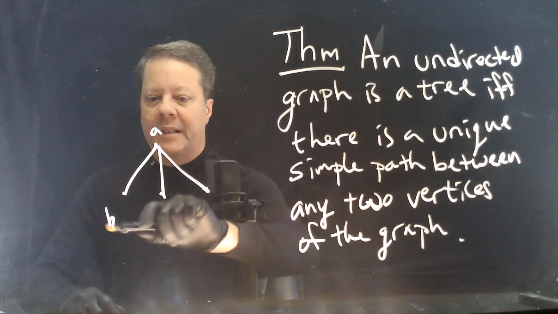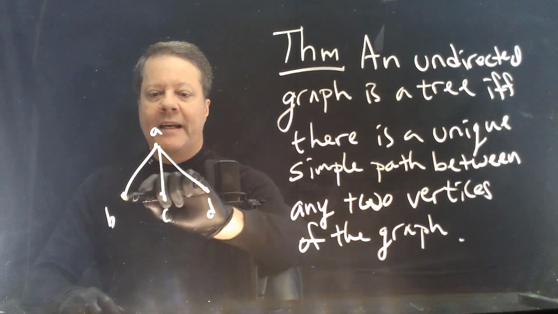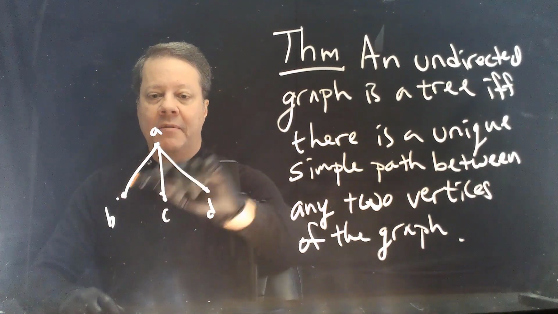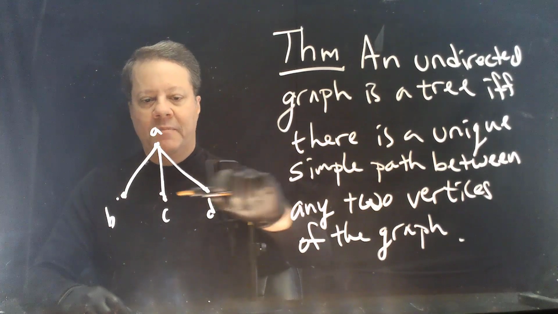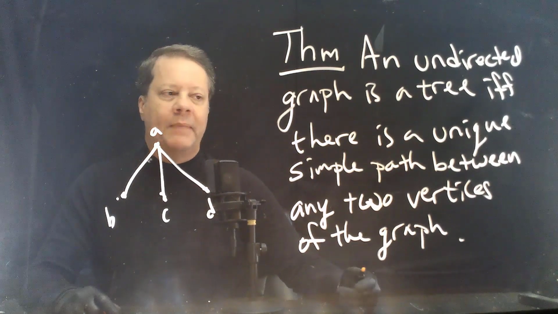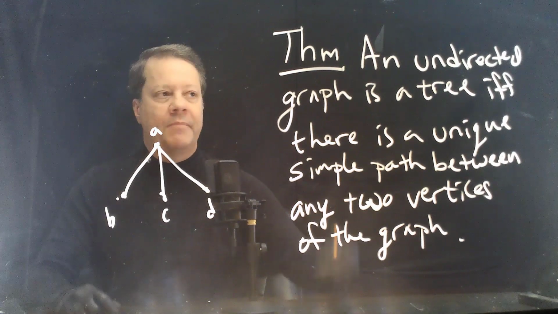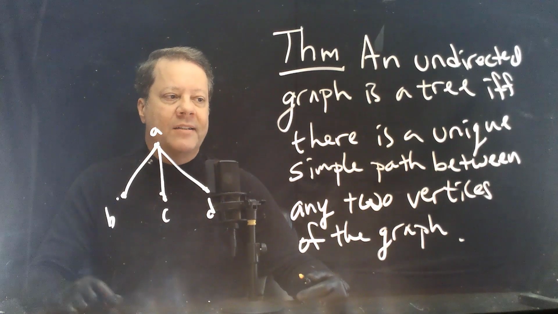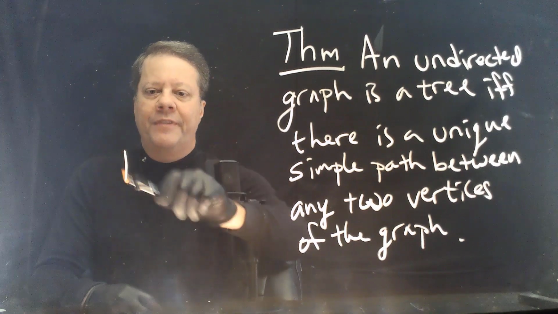We have A, B, C, and D. We can go from A to C on a simple path from A to B and then B to C. We can go from B to D, B to A to D, and there's only one way to do that. Between C and D, between A and any of the others, we just follow the straight line path. So this, you can see, will be a tree, because between any two vertices in this graph, there is a unique simple path between those vertices. So how do we prove this?